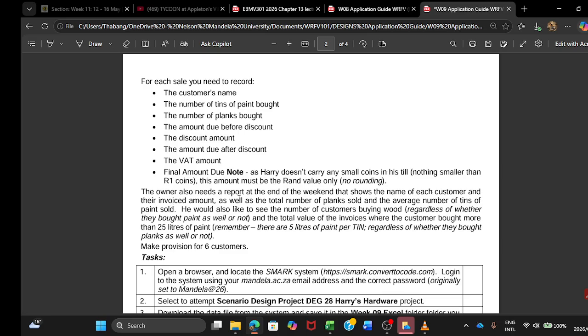The owner also needs a report at the end of the weekend that shows the name of each customer and their invoice amount, as well as the total number of planks sold and the average number of tins of paint sold. He would also like to see the number of customers buying wood, regardless of whether they bought the paint or not, and the total value of the invoices where the customer bought more than 25.